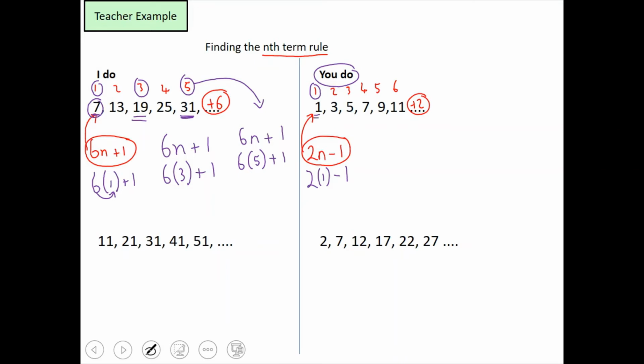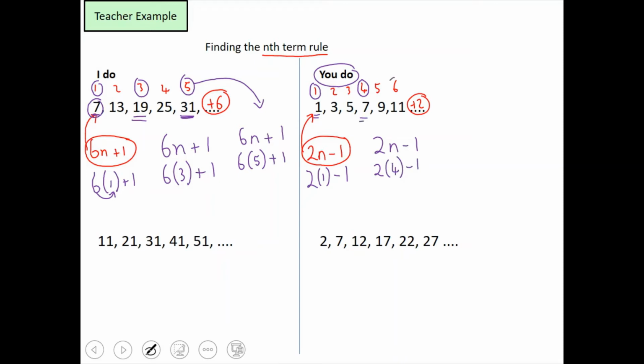Let's try it with the fourth one up here. I'll write this down again, the nth term rule, 2n minus 1, and replace the n with 4, so 2, and then in brackets 4 minus 1. 2 times 4 is 8, minus 1, which is 7.